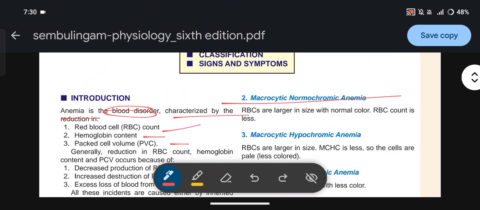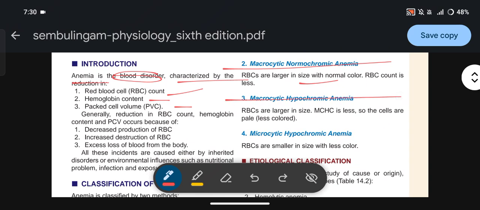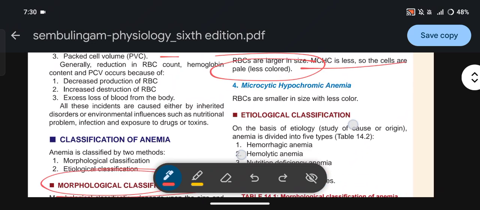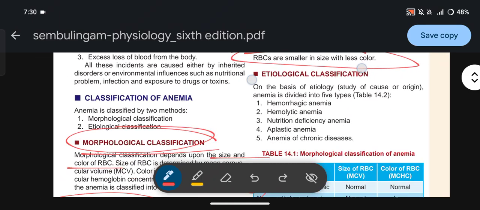Now number two, that is the macrocytic normochromic anemia. In case of this, the RBC are larger in size and with normal color, but the RBC count is less. Then macrocytic hypochromic anemia. In case of this, the RBC size is larger but the MCHC is less, so the cells are pale or less colored. Then the microcytic hypochromic anemia. In case of this, the RBC are smaller in size and with less color.